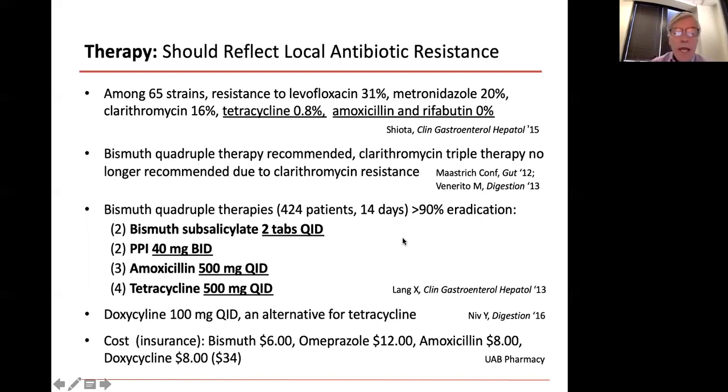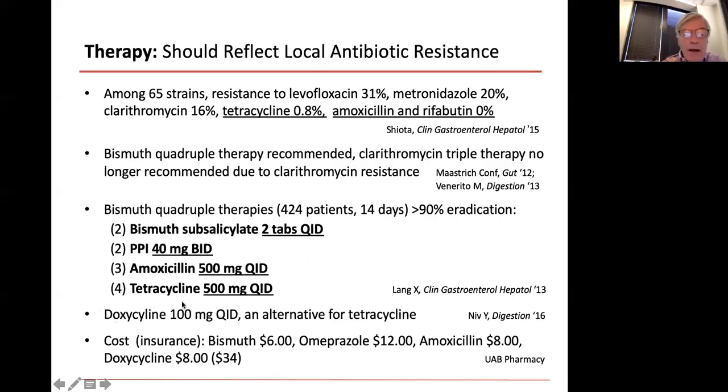A very nice study of 424 patients showed greater than 90% eradication with the following regimen, and this is what I use: bismuth subsalicylate, 2 tablets 4 times a day, a PPI such as Prilosec, 40 milligrams twice a day, amoxicillin, 500 milligrams 4 times a day, and tetracycline, 500 milligrams 4 times a day. So I think this is pretty reasonable. 3 of the drugs are taken 4 times a day, and the PPI twice a day.